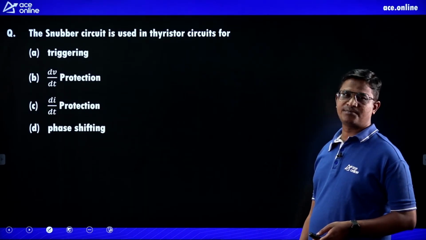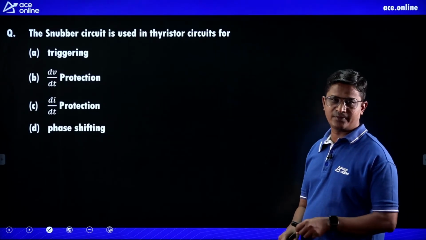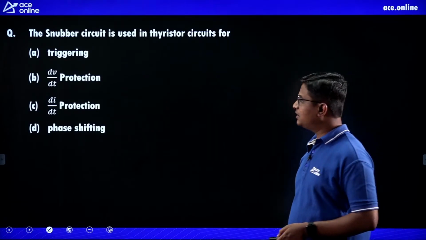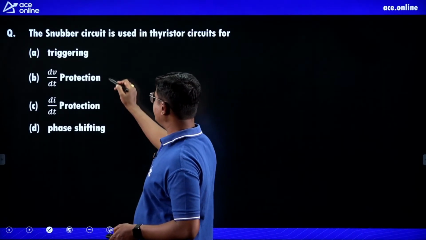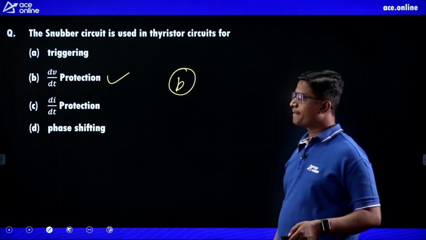Next, the snubber circuit is used in a thyristor for triggering, dv by dt protection, di by dt protection, or phase shifting. Yes, we discussed that. The RC snubber circuit is used to protect the SCR against dv by dt. So option B is the correct option. Option B is the correct option, right?